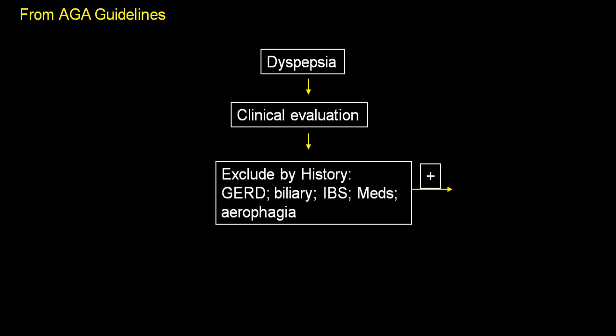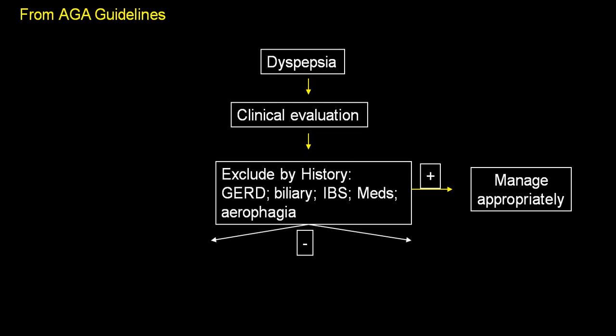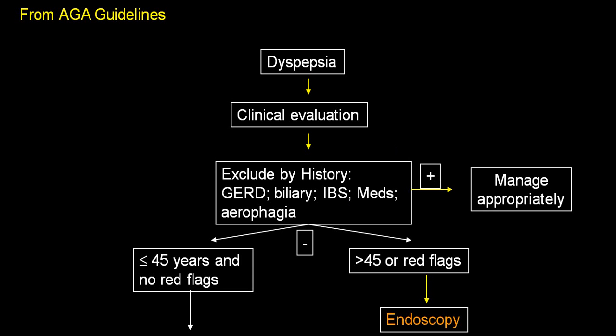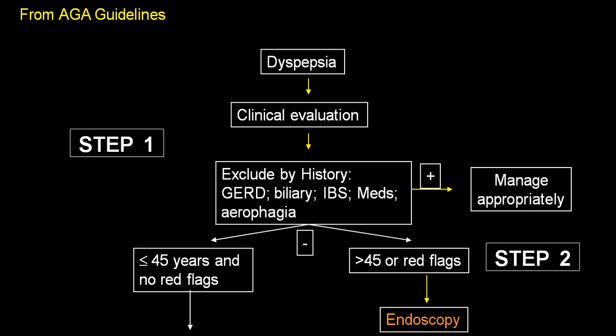So in clinical evaluation, always try to rule out organic causes. There are red flag signs, and if there is a red flag sign and age is more than 45, always go for endoscopy. If age is less than 45 and there is no red flag sign, we call it wait and watch, but do watch. So step 1, always rule out organic causes by history. Step 2, you go for endoscopy.